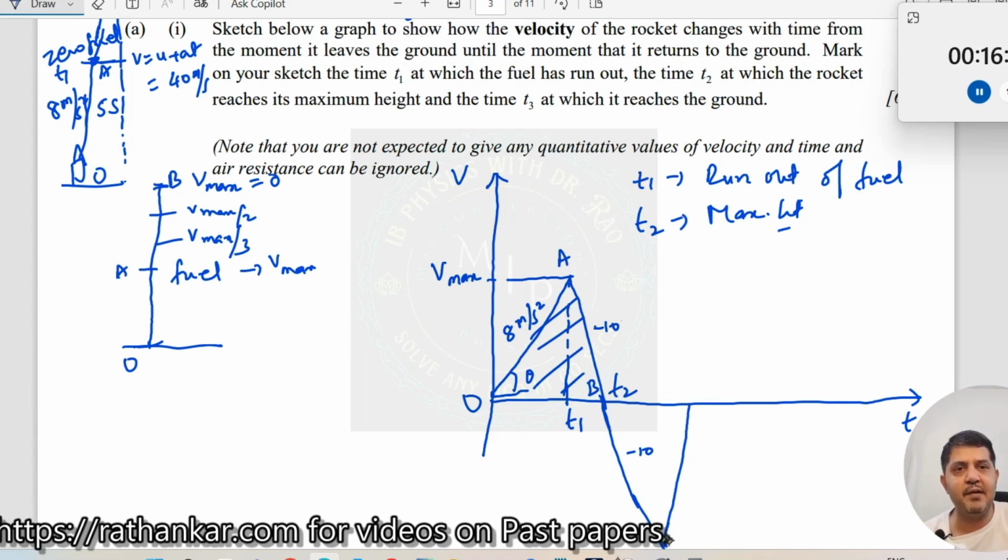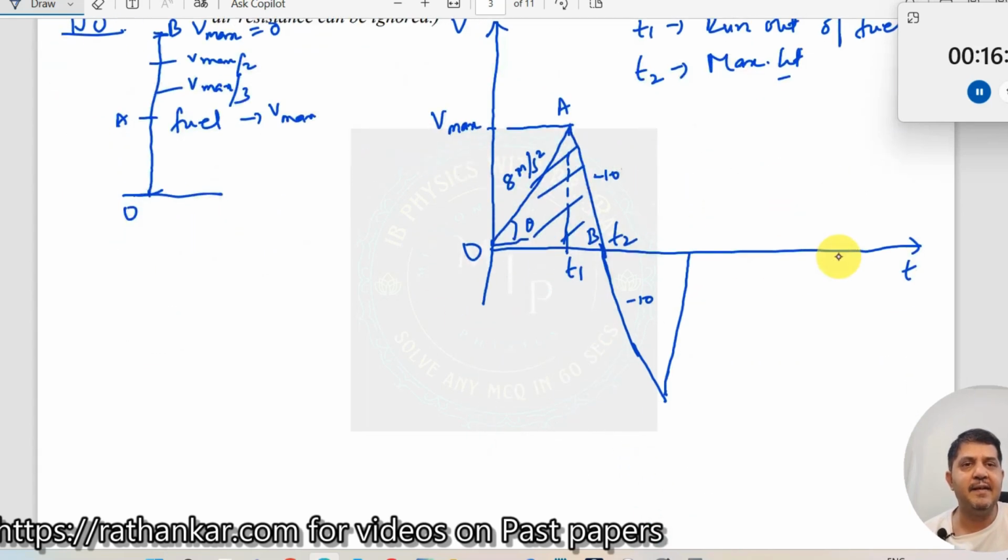So this is your point T3. Let me extend this. This is your point T3, right? T1 is done, T2 is done, this is your T3. What is this point over here? The negative velocity. So when the rocket came and fell onto the ground, or about to touch the ground, the moment it touches the ground, what will happen? See, it is at this point over here, it's just touching the ground. Then what happens?